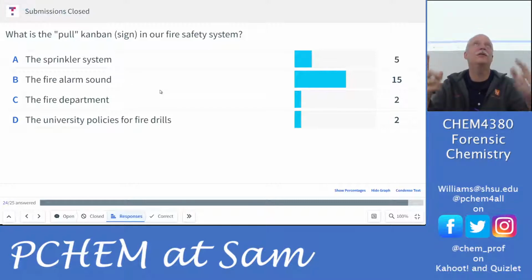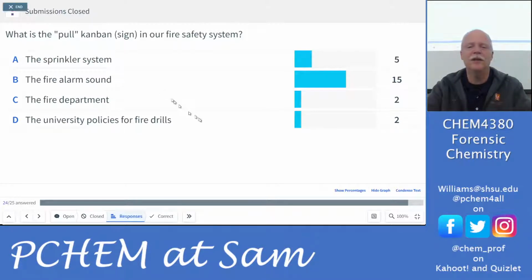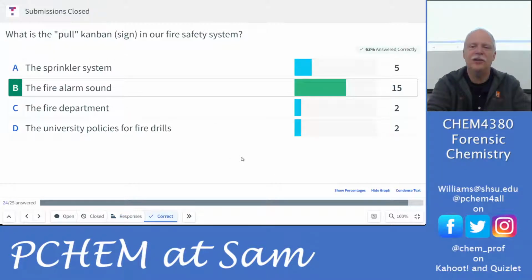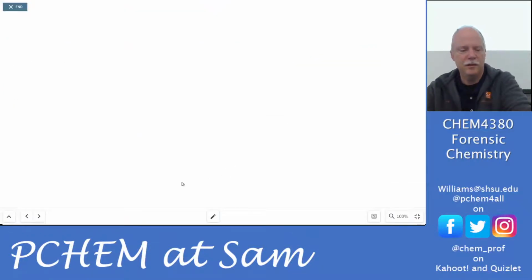Part of the action is computer generated. It causes these little cups to pop out, and then it sprays water in the room. So we have the sprinkler system here too. And they have the fire loop, you have the fire department, you have the police, policies for the fire drills and so on. So yeah, it's the sound that's the actual Kanban or sign that there's a problem. Okay, good.